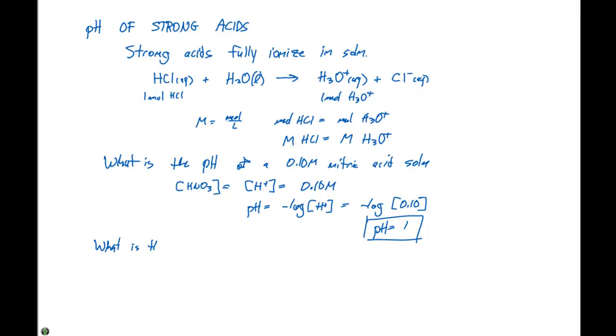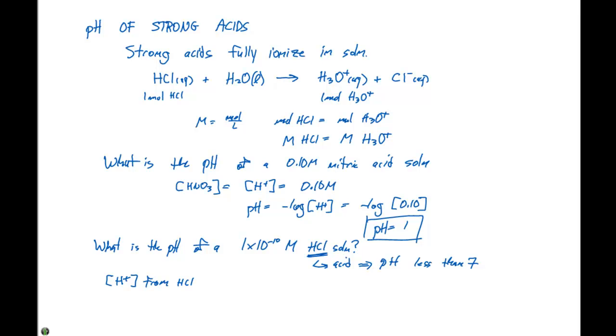So what is the pH of a 1 times 10 to the minus 10 molar HCl solution? Okay. One of the things we have to mention here is that HCl is an acid, so that means its pH is going to be less than 7. But in this particular case, if we look at the H+ concentration from our HCl, it's going to be 1 times 10 to the minus 10. If we took the negative log of that, our pH would be 10, implying that this is basic. But this is not going to be the case.